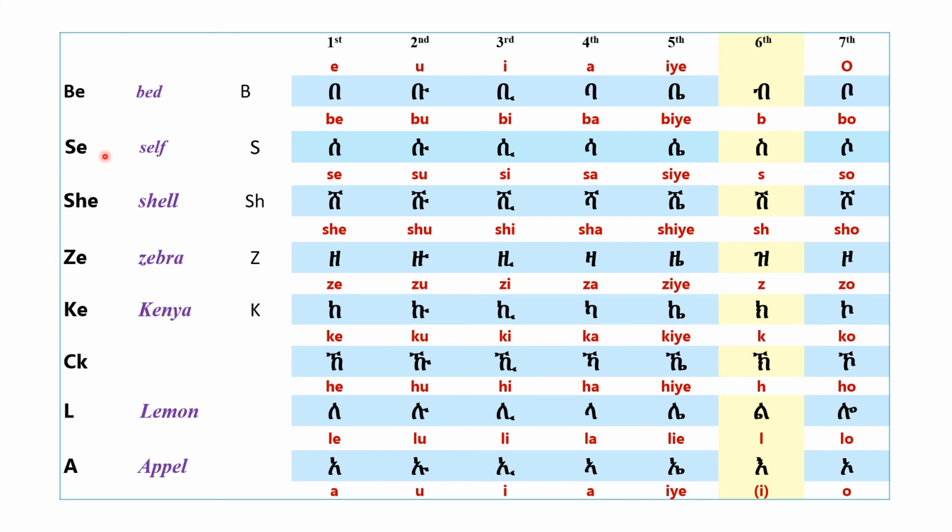Until this point, we have learned 8 letters: be, se, she, ze, ke, he, le, a. Let us read our 2 new letters: le, lu, li, la, lie, le, lo. A, u, I, a, e, o.